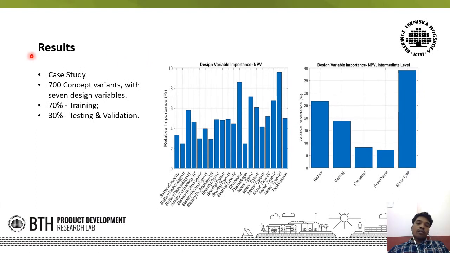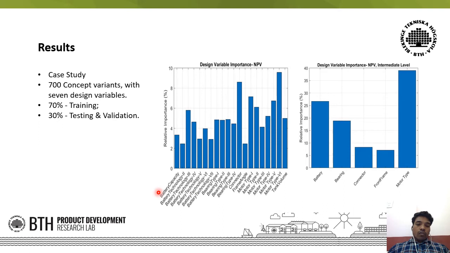Let's focus on results. An existing dataset originating from design exploration study of road construction equipment was used to illustrate the proposed method. The dataset consists of 700 concept variants with 7 design variables and 16 functional attributes. These 7 design variables contain categorical variables, which are then transformed to continuous variables, resulting in 20 design variables at the component level. These 20 design variables at component level are clustered according to the reference structural hierarchy, thereby resulting in 5 design variables at the intermediate level.